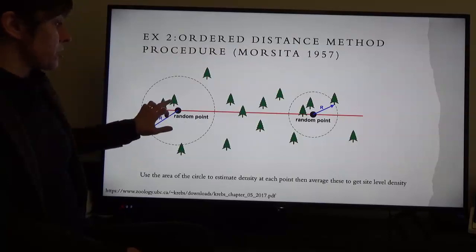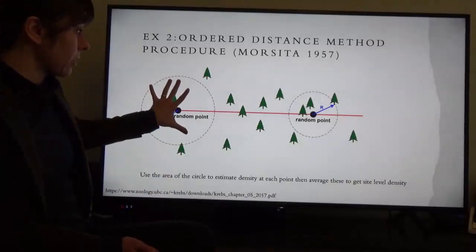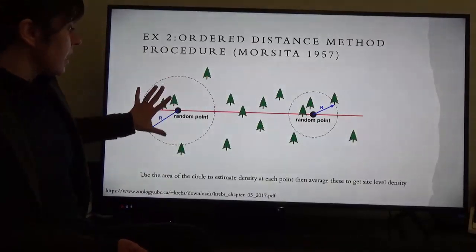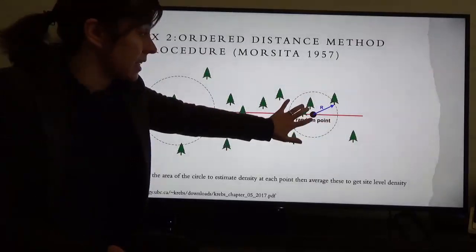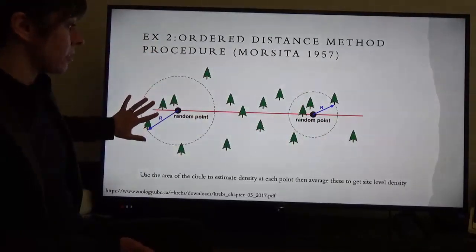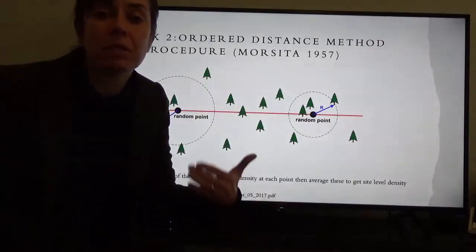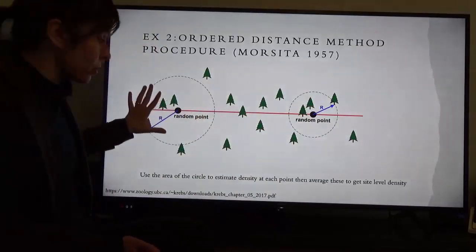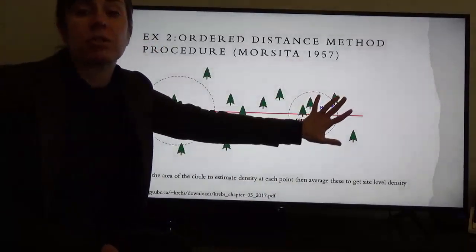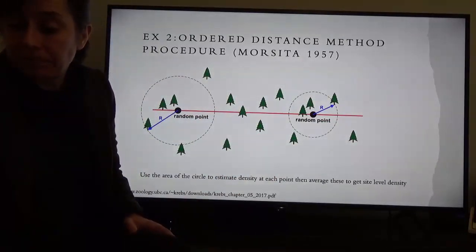You know that there's 3 individuals within your circle, so it's 3 divided by whatever the area of this circle is. And you can see that in our first point it was a pretty big circle, and our second point it was a smaller circle. So the density here is going to be higher than it is here. And so we do this repeatedly along the transect at various randomly determined locations, and then we take the average of all of those density estimates that we measured along that transect, and that gives us our population density.